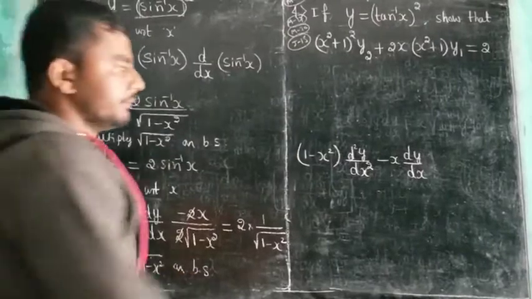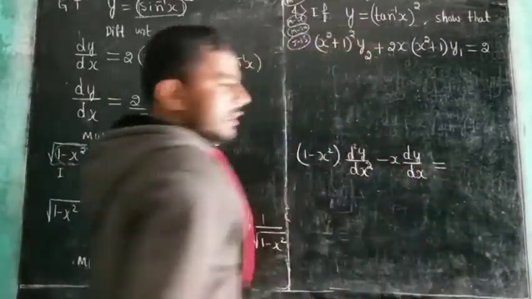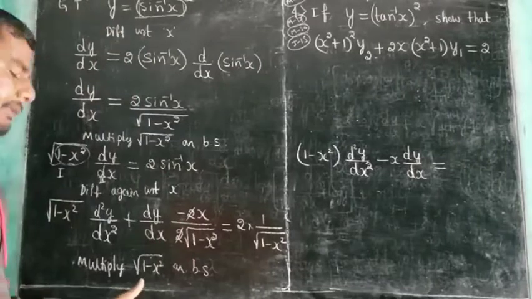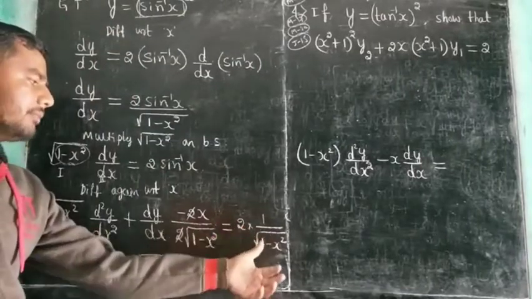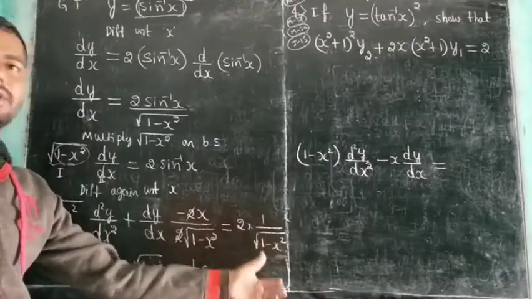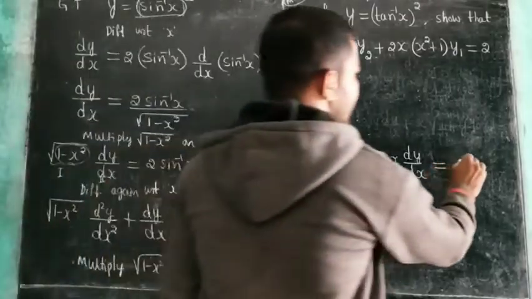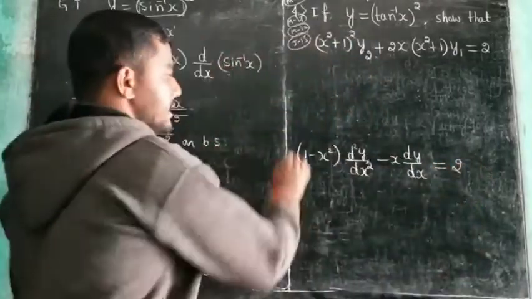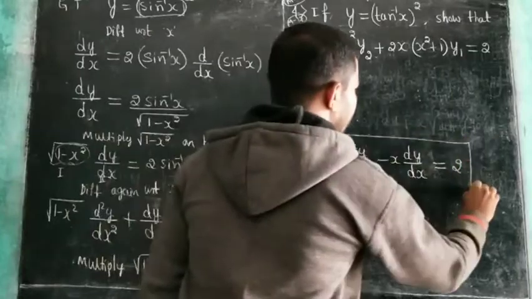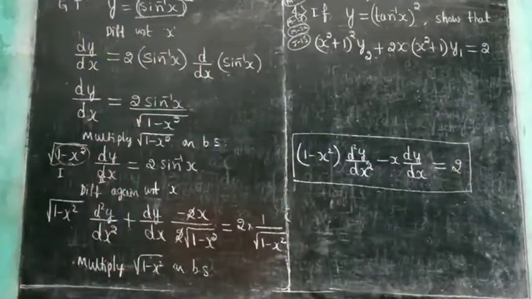is equal to, suppose we multiply root of 1 minus x square, root of 1 minus x square, both are cancelled. The remaining value is 2. Hence, we proved the required result.